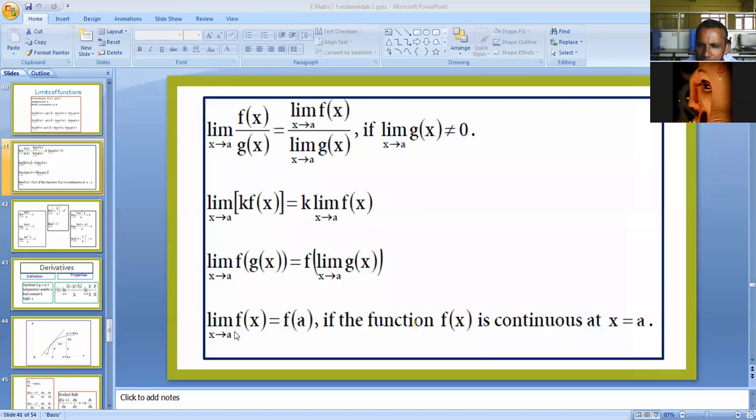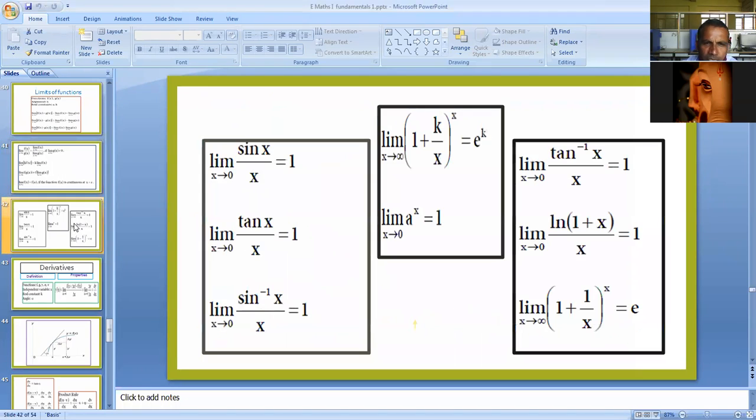And then here the limit of f of x as x tends to a is equal to f of a. It means that you have substituted x is equal to a. So what does it mean? If the function f of x is continuous at x is equal to a, this is possible only if the function is continuous at x is equal to a. बरोबर आहे ना? You got it? Yes. We go towards the next.